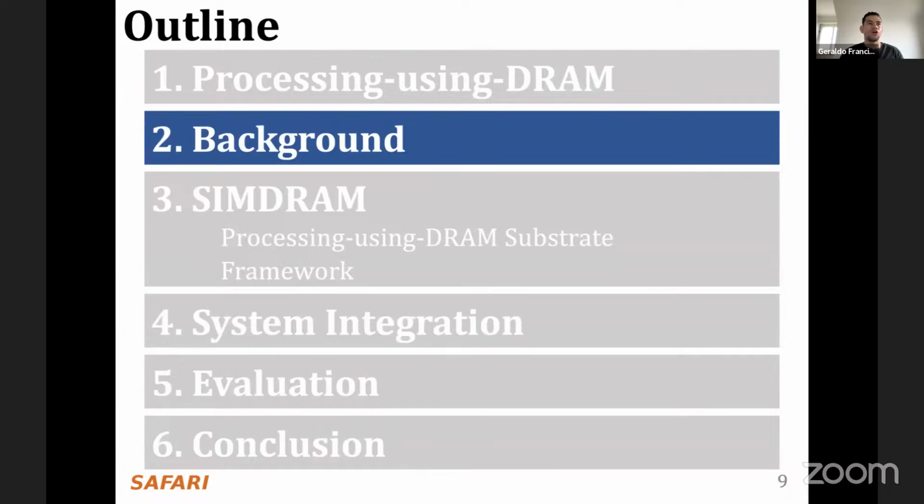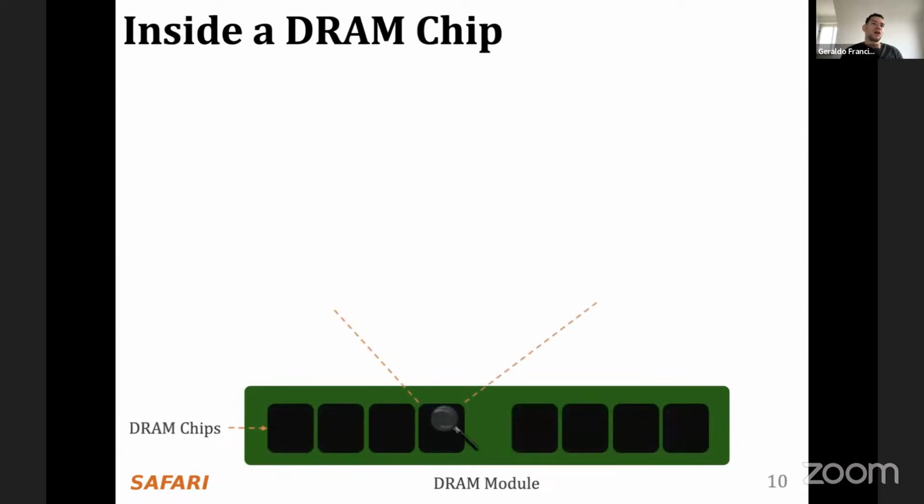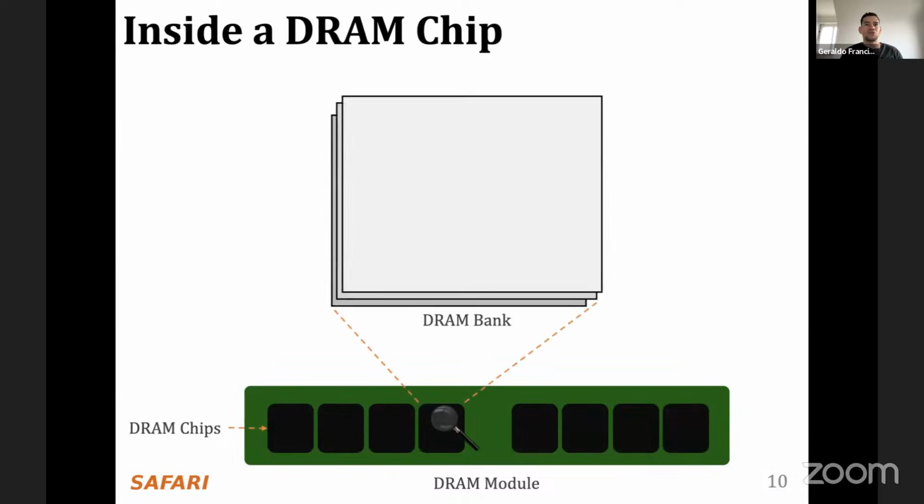I'm going to briefly refresh you on the DRAM background, which is going to be necessary to understand how processing using memory architectures, processing using DRAM architectures, are working. So probably this is old news for you. A DRAM module is composed of many DRAM chips. Each DRAM chip is composed of several DRAM banks.